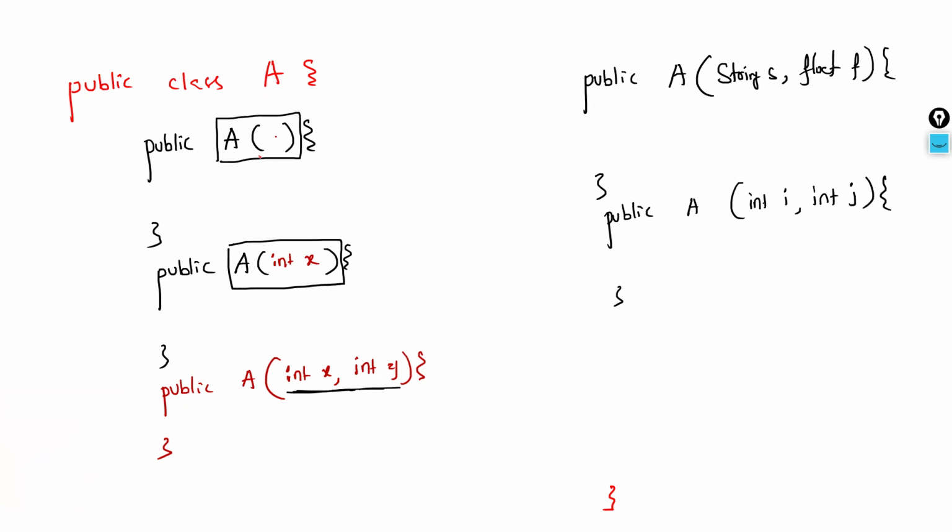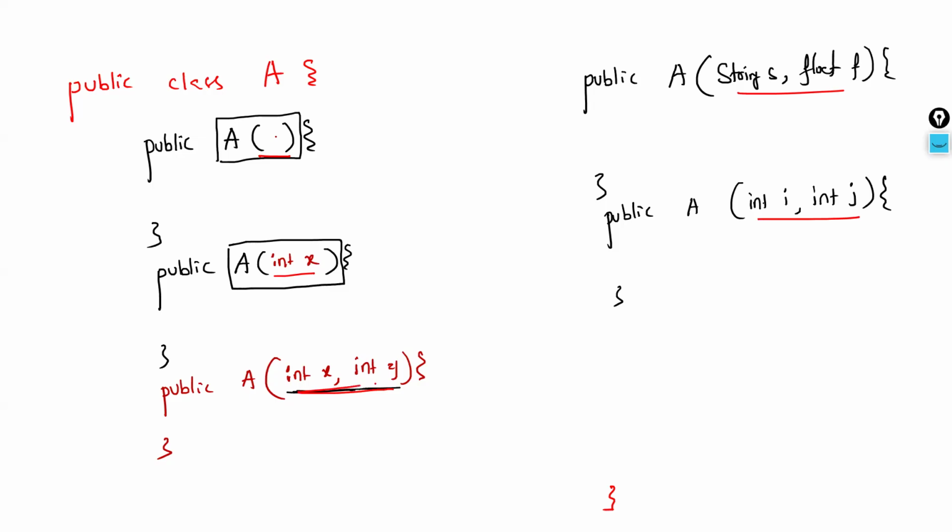First one, 0 parameters. Second one, 1 parameter. Third one, 2 parameters. Fourth one also, 2 parameters. Fifth one also, 2 parameters. Then are the third, fourth, and fifth possible, or is there any mistake there? What do you think?